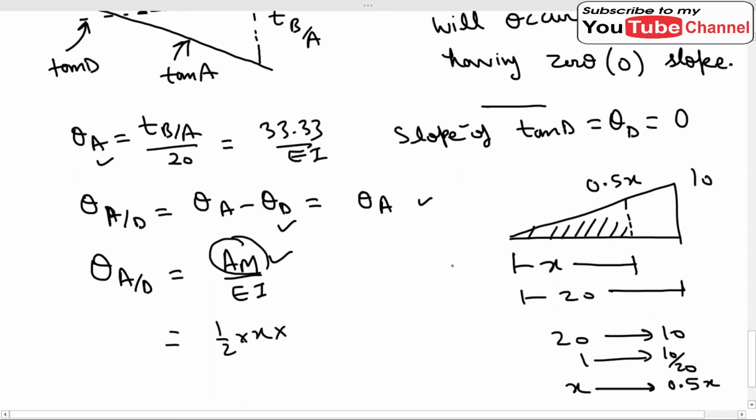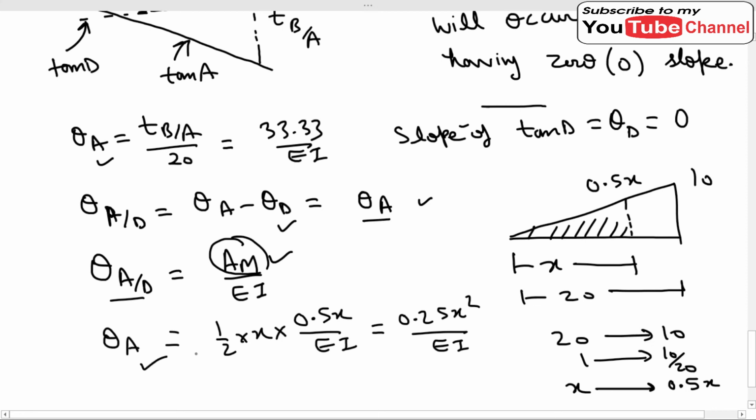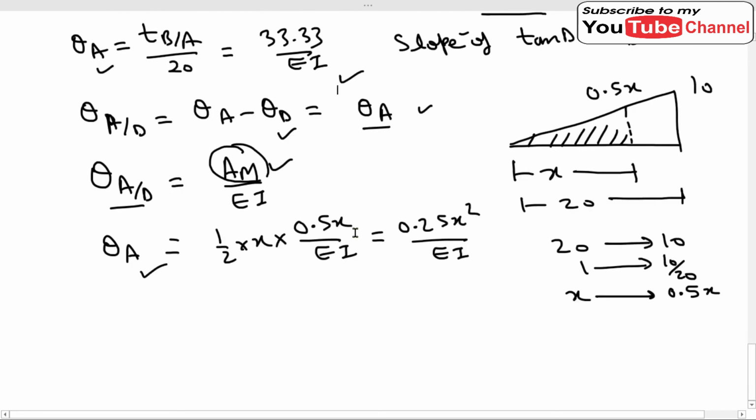Okay, this area of the BMD diagram will be 0.5 x upon EI, and this will be equal to 0.25 x square upon EI. And this theta AD, as we have said, is equal to theta A. So now we have the value of theta A from this equation, and we have the value of theta A from this equation. So we will just compare these two values. So 0.25 times x square upon EI is equal to 33.33 upon EI.